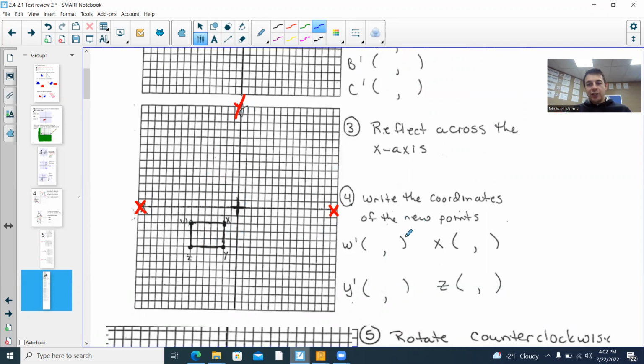Let's start with dot W. We want to reflect on the x-axis. So if I have my W right here and I want to reflect it, I'm going to start on the x-axis. I'm going to line up with the W, and since it goes 2 down, I'm just going to go up 2. I'll put my new W' here, and I'll mark my point, which is 1, 2, 3, 4, 5, 6, 7 back and 2 up. So it would be -7, 2.